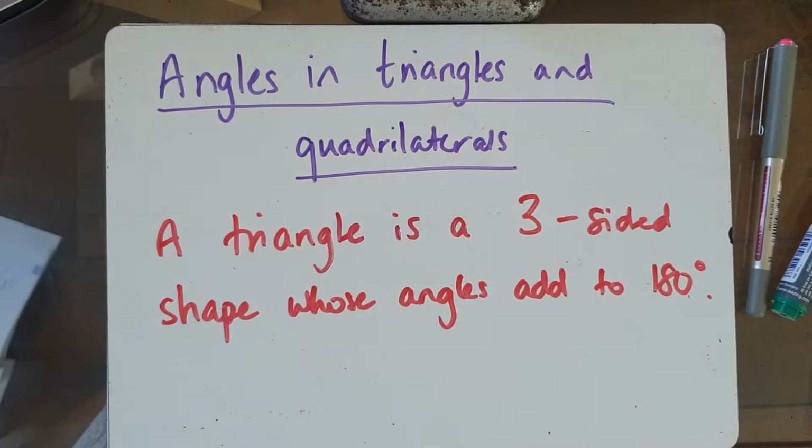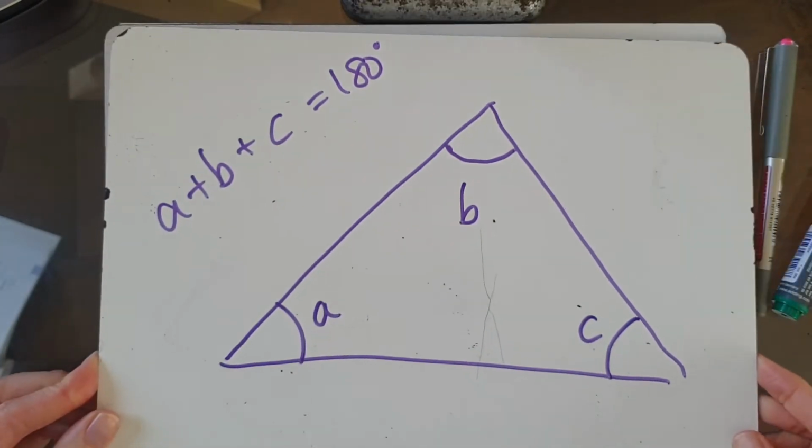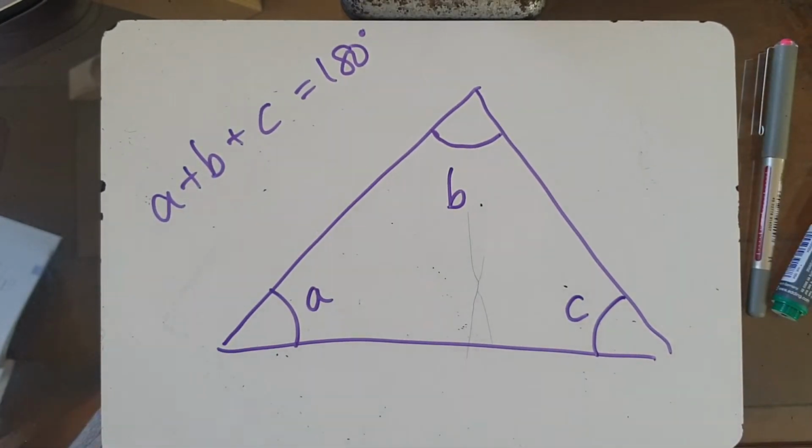And I would like you to draw this diagram to go with it. If I go too fast at any point, just pause the video, write down what's on the screen and then jump to the next bit. So A plus B plus C is 180 degrees, where A, B and C are the angles in any triangle.